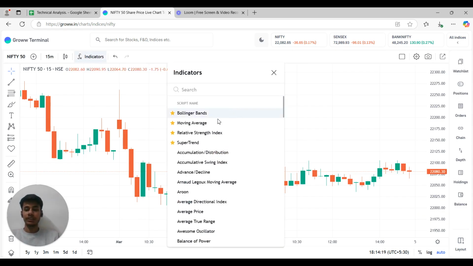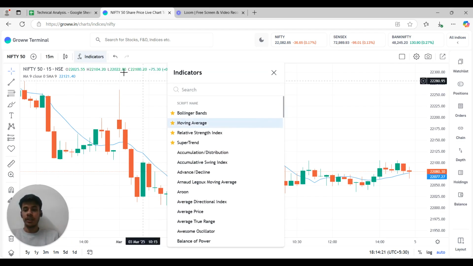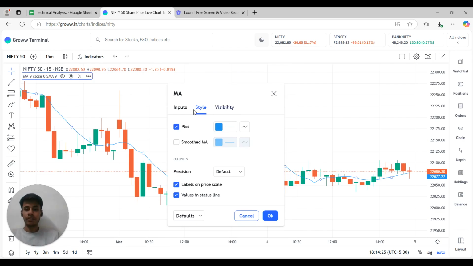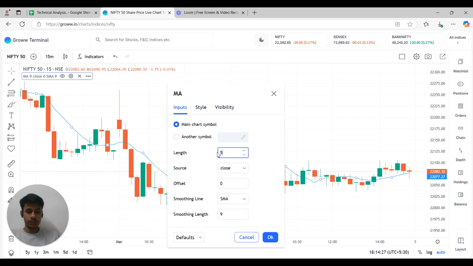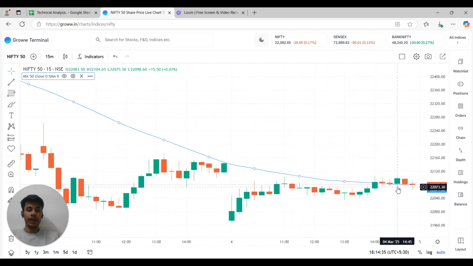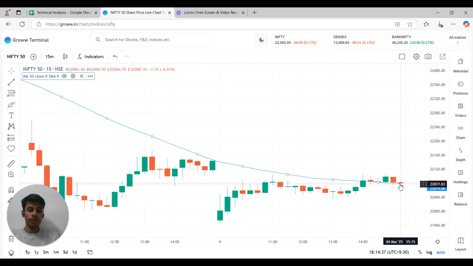So let's start with the first indicator, which is the moving average. In this case, I'll be taking the 15-minute candle and the length of the moving average will be 50. We can clearly see that the market has been performing under the moving average line for quite a long time, but today when the market closed, it closed slightly above the moving average line, which is a positive sign, and it indicates that the market might show some positive signs tomorrow as well.